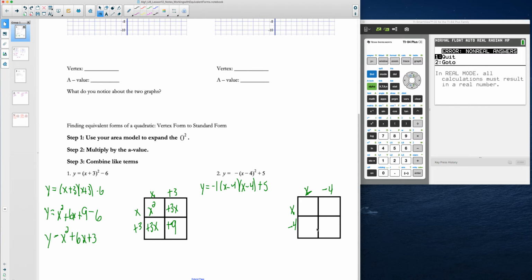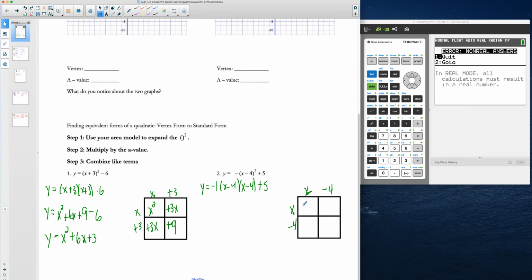Now, I had these drawn in myself. So one of the things that you have to realize is that you have to recognize that, oh, I have x minus 4 times x minus 4. So you may have to sketch your area model to do that. I just put that in a little ahead of time because I'm never sure exactly how well I can draw. So I wanted to save a little bit of time.